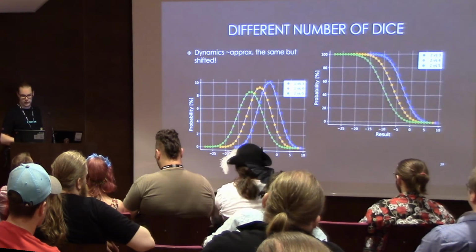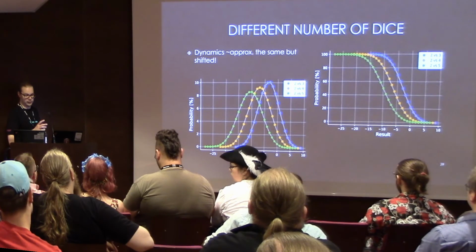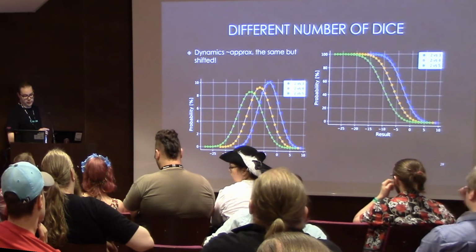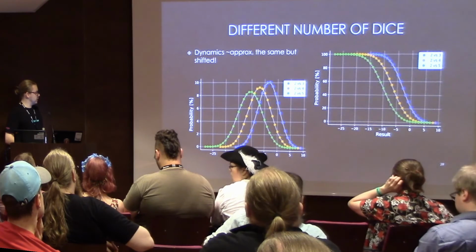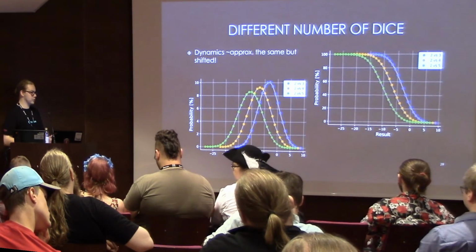Now we can of course have a different number of dice, where we roll, for example, 2 dice against 3, 2 dice against 4, and 2 dice against 5. And again here, on the bottom left, the normal probability distribution.